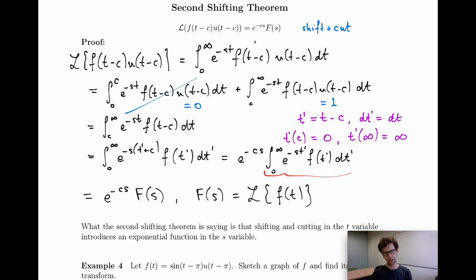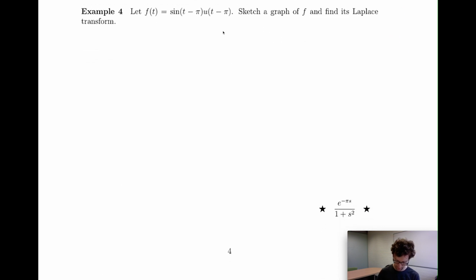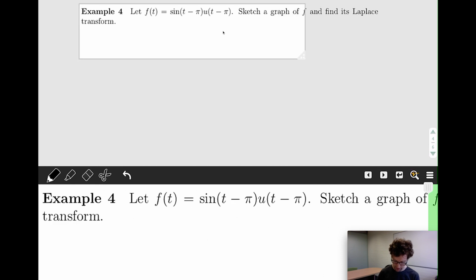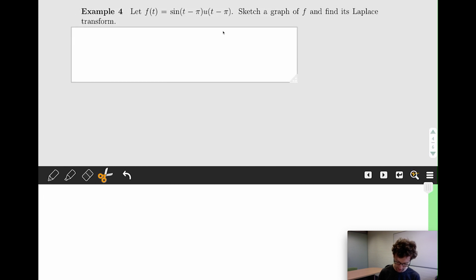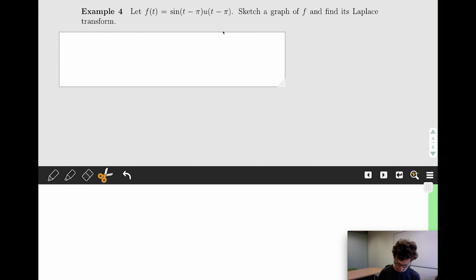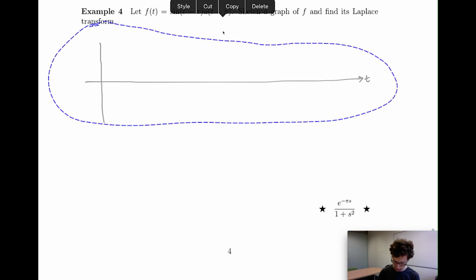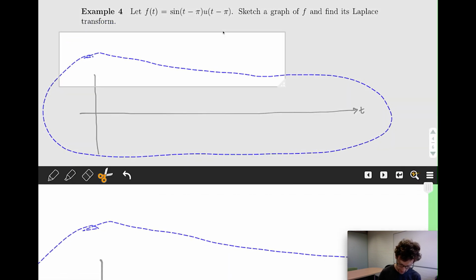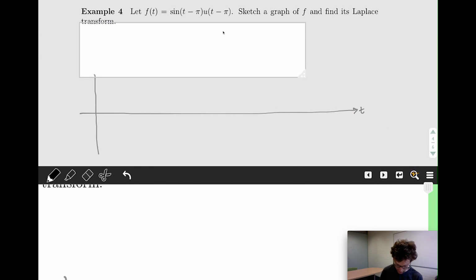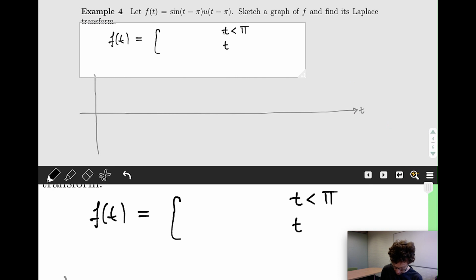So what we say here is that the effect of multiplying by an exponential in s world is equivalent to a shift and a cut in t world. So let's take a look at an example of that. Example 4. We have the function sine of t minus pi times u of t minus pi. It's a shift plus a cut. So let's see what this thing is going to actually look like. If we write it as a piecewise function, splitting up my domain into two pieces, t is less than pi and t is greater than or equal to pi.